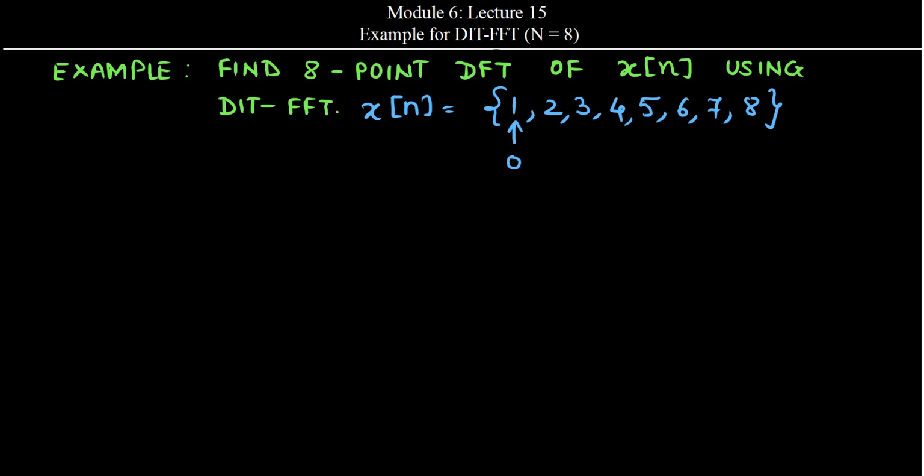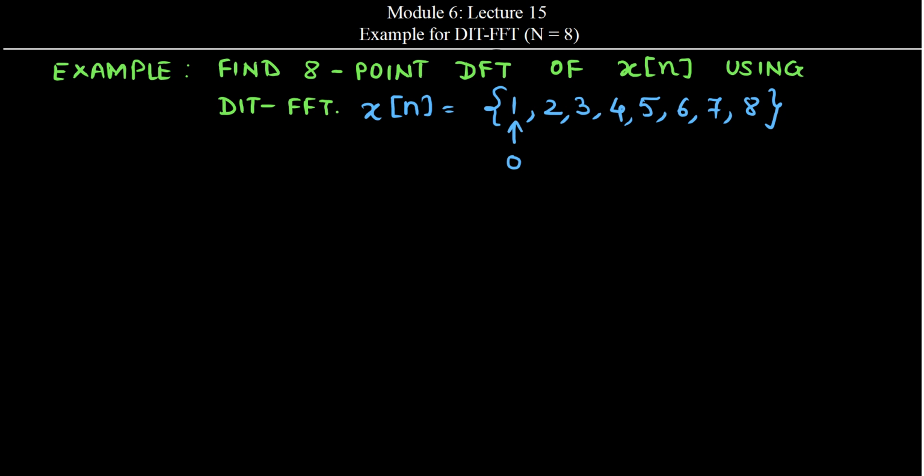In the previous lecture, we considered an example for DIT-FFT, that is Decimation in Time Fast Fourier Transform, and we had considered the value of N as 4. So now let us consider an example in which we need to find the 8-point DFT of a discrete time signal x of n, which is given like this. It has the sequence 1, 2, 3, 4, 5, 6, 7, where this 1 is located at n equal to 0. So we need to find its 8-point DFT using this DIT-FFT algorithm.